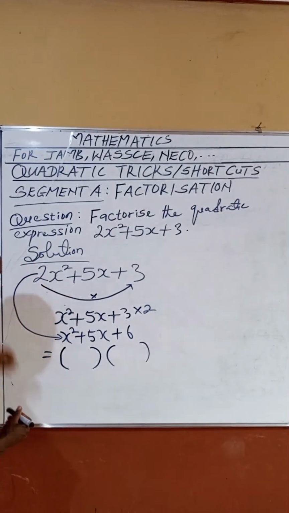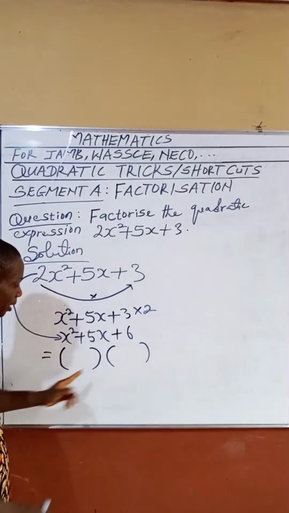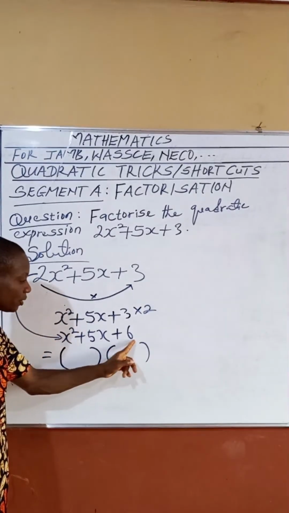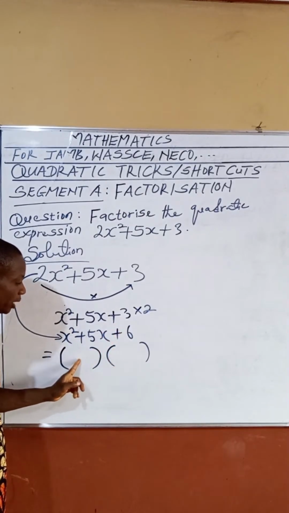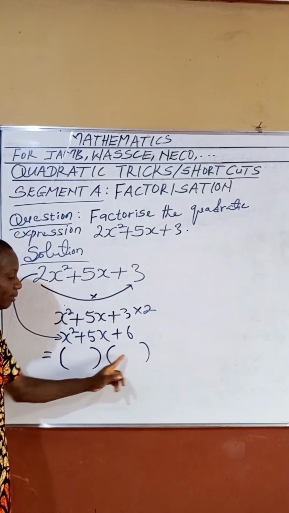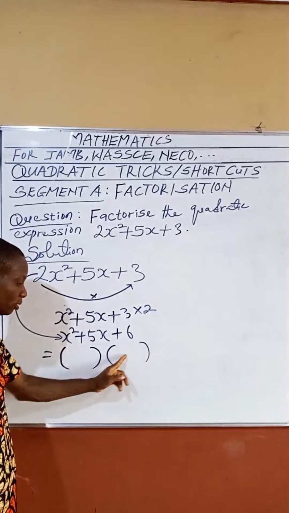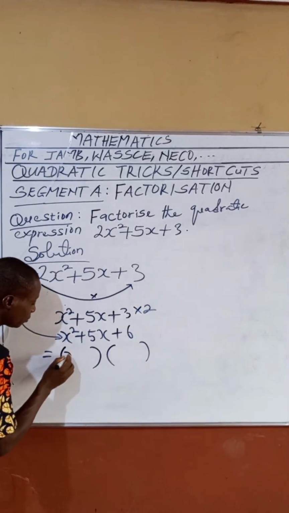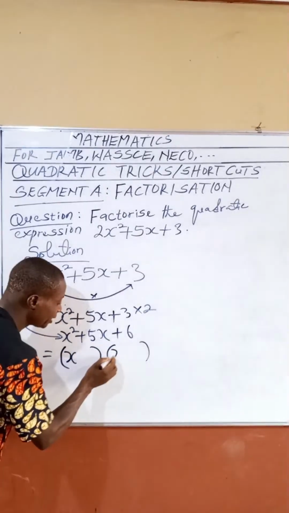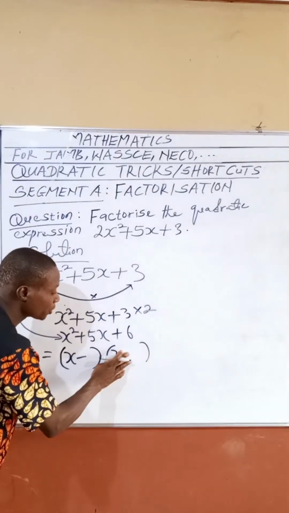Two brackets. Now, something is going to come up here. This is plus 6. This plus means that the two factors we are going to write here will have the same signs. It's either minus and minus or plus and plus. Before then, we are going to write x here, then write x here.